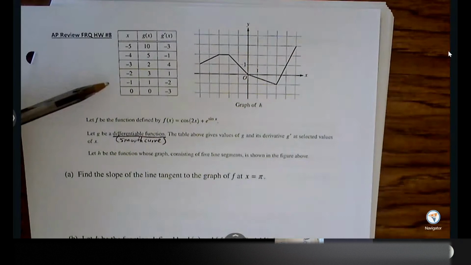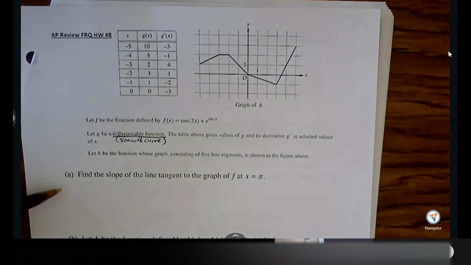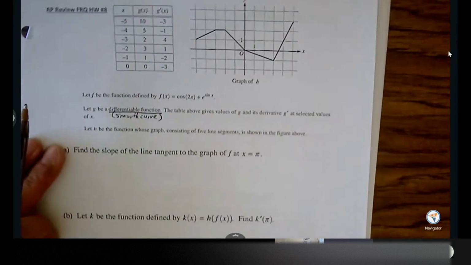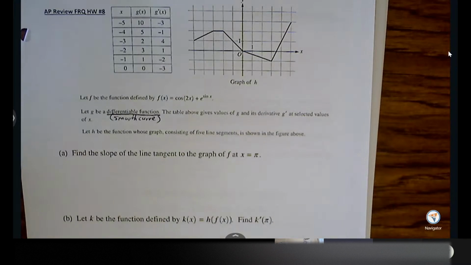The table gives values of g and its derivative. h is the function whose graph consists of 5 line segments. Part A says find the slope of the line tangent to the graph of f at x equals pi.